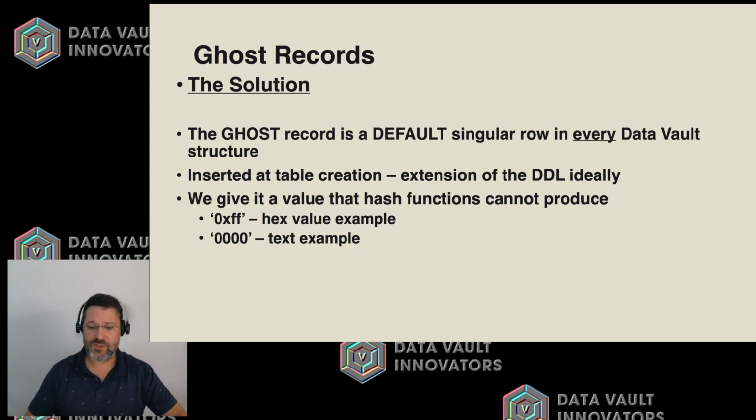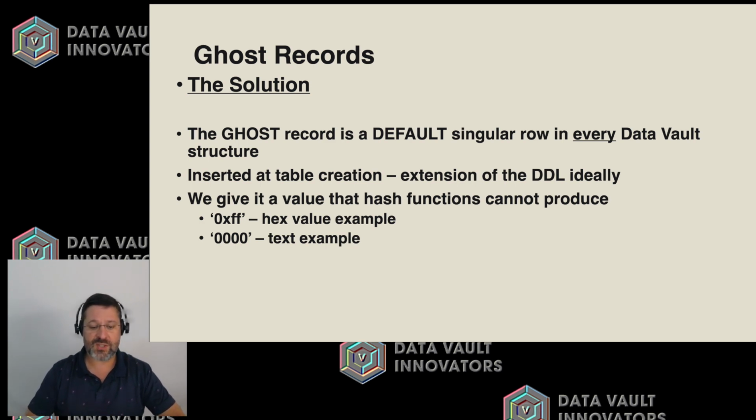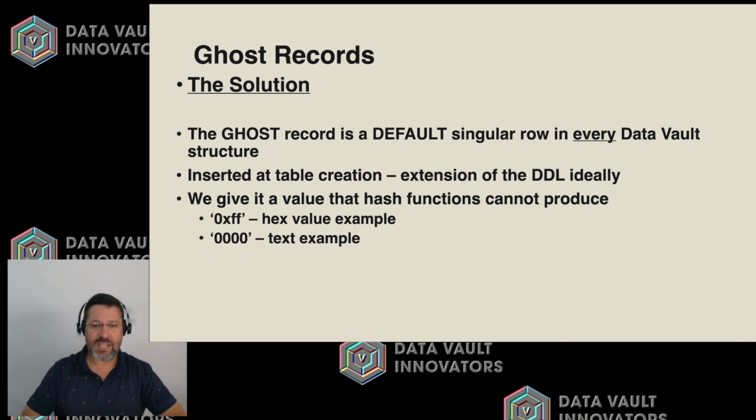It's a default singular row that's added to every single data vault structure. It is typically inserted when you create the table. So if you have a good automation framework, it should include the insert of this default row into your DDL or your table creation code as such. And we typically give it a nice short default value.